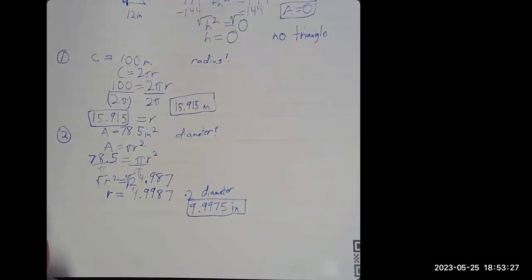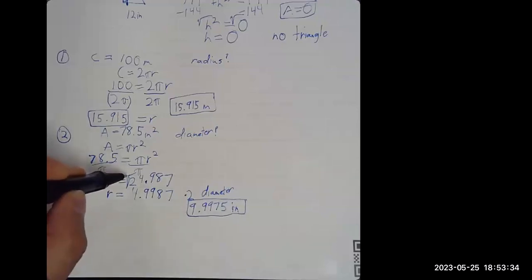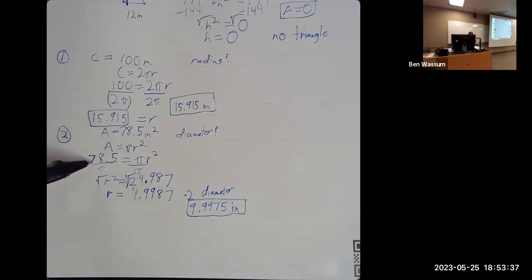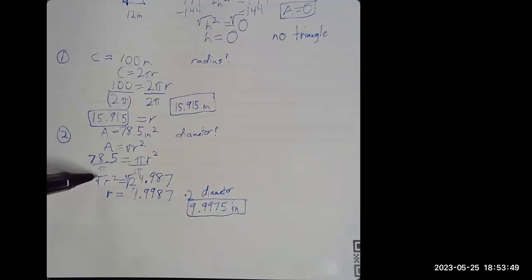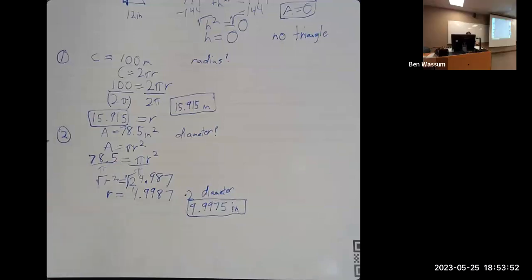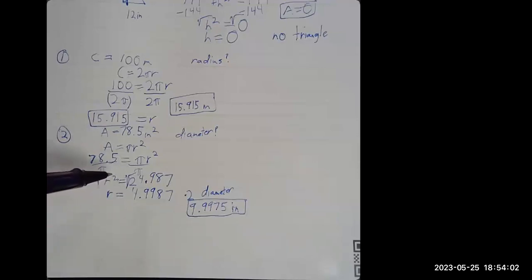What we did was divide the 78.5 by pi. That gave us the 24 and change, but then the 24 and change was equal to r squared. Because it was equal to r squared, we needed to square root both sides. And that's what I did there. We square rooted this 24.987 and we got this guy for the radius. Okay. Yeah.